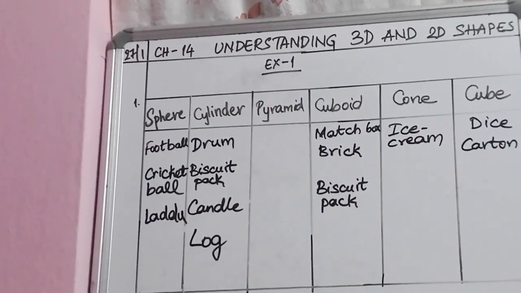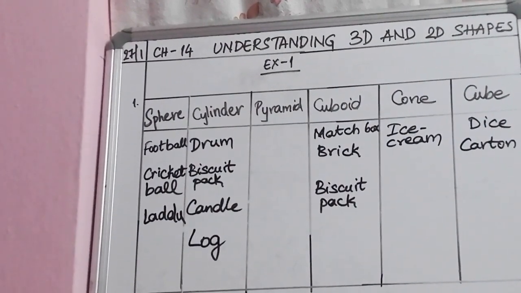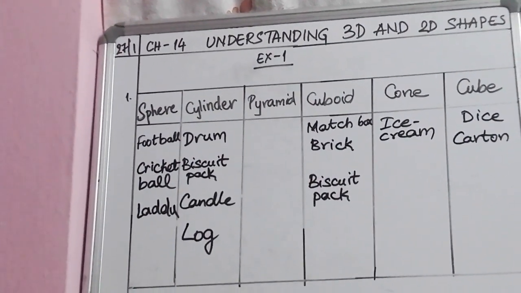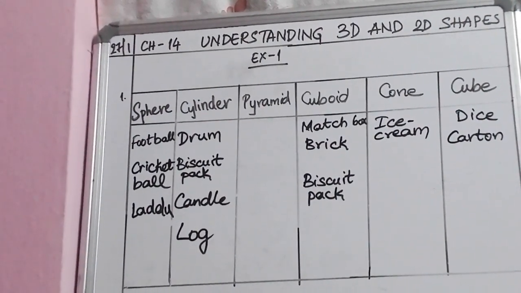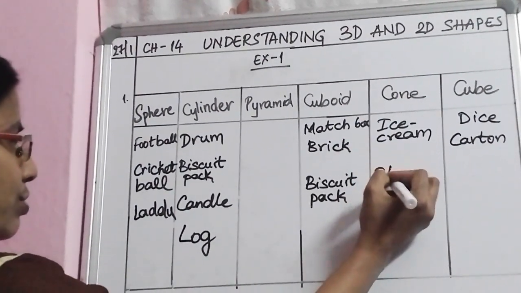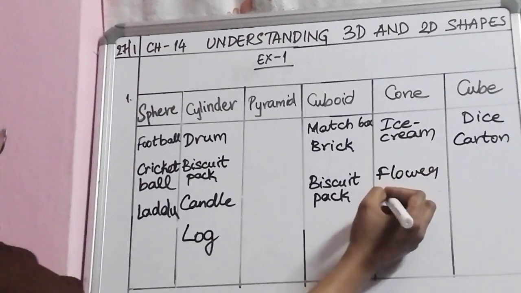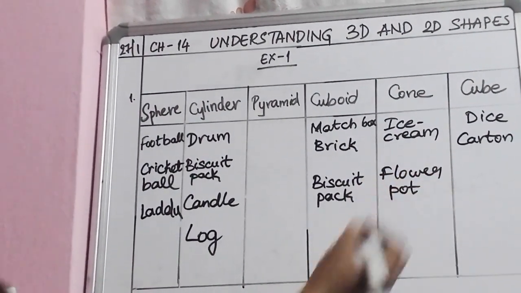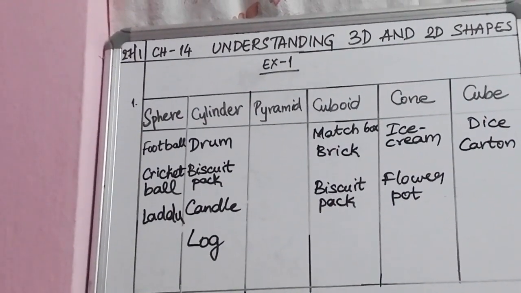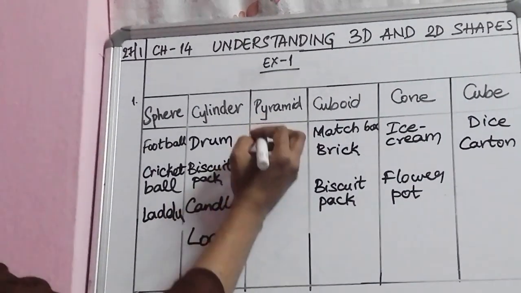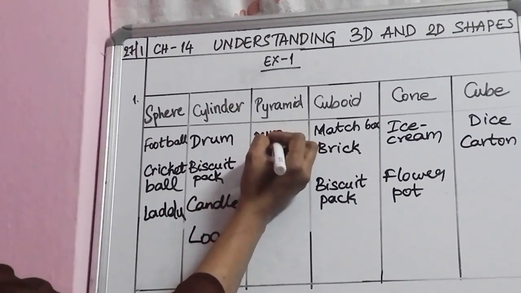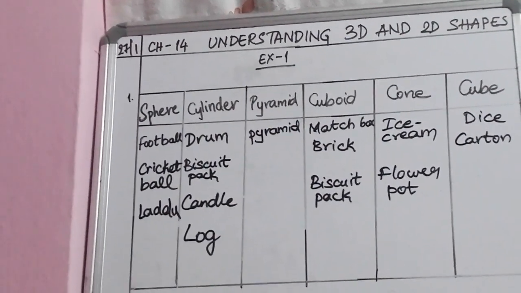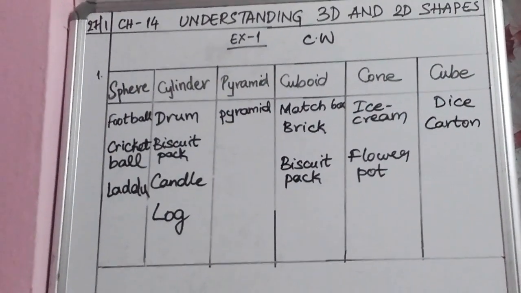The next one is a flower vase. So which shape is it? That is also in the shape of a cone. So right there, flower pot. The last one is a pyramid. So under the pyramid, you need to write pyramid. Understood this?